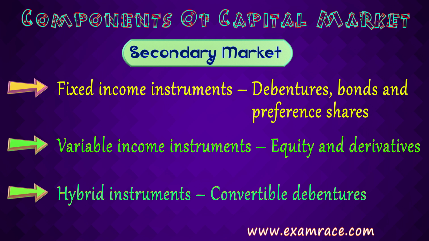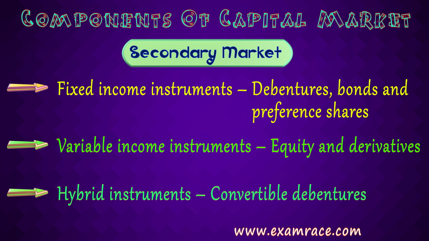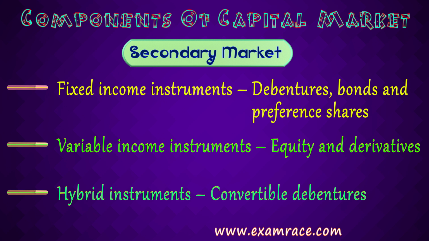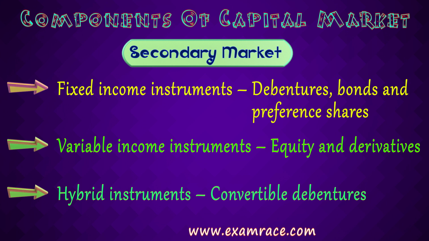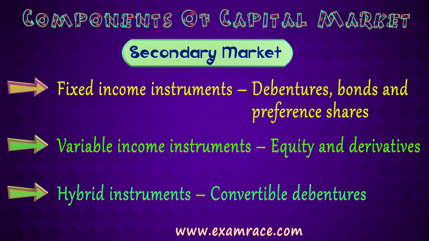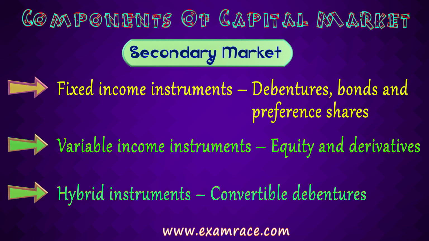Fixed income instruments are primarily debt instruments ensuring a regular form of payment such as interest, and the principal is repaid on maturity. Examples of fixed income securities are debt, debentures, bonds and preference shares. Variable income securities expose investors to higher risk as well as higher reward. Examples of variable income instruments are equity and derivatives.